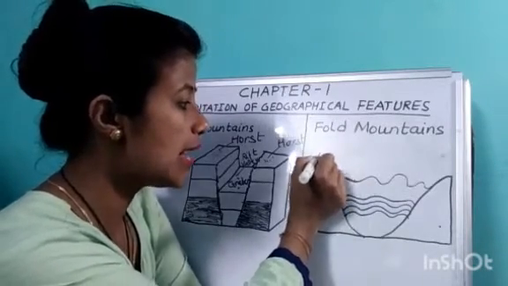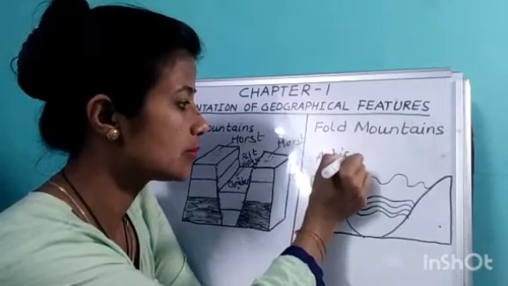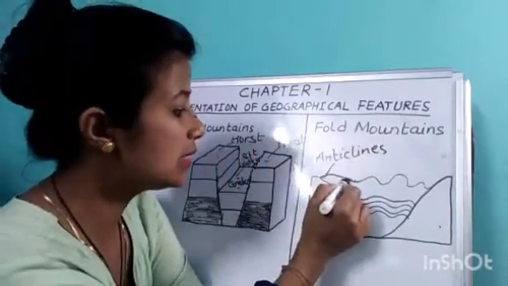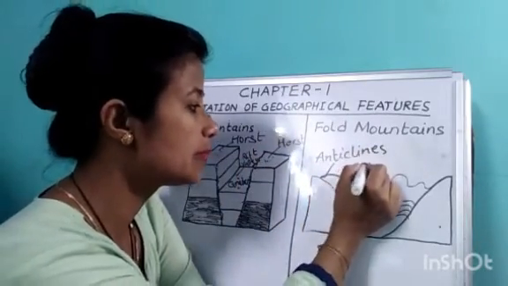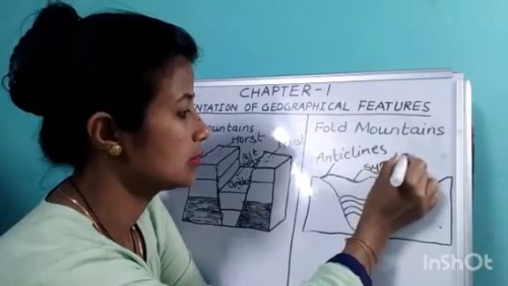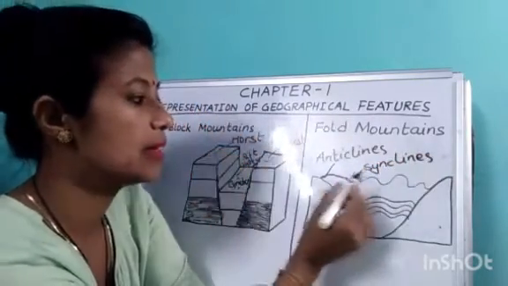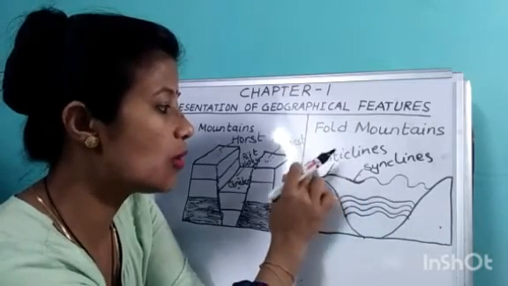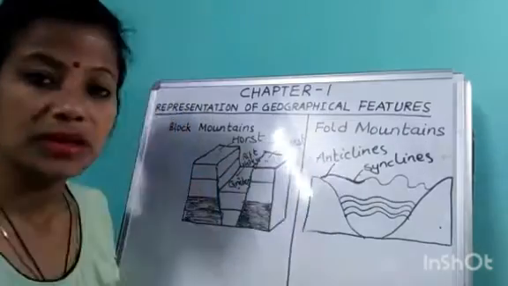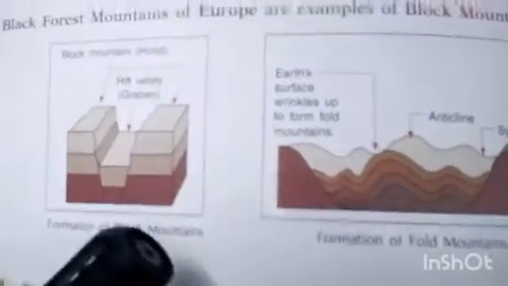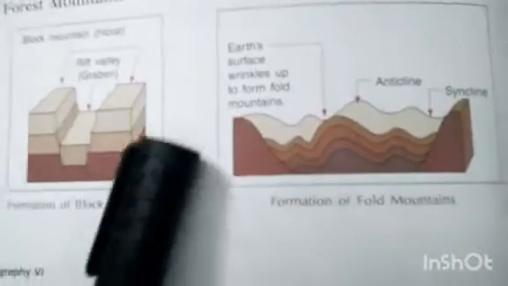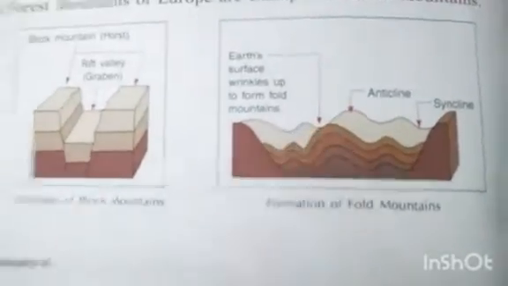Upfolds are called anticlines, and the downfolds are called synclines. Upfolds are called anticlines. These diagrams are given in your book here: formation of block mountain, and formation of fold mountains.